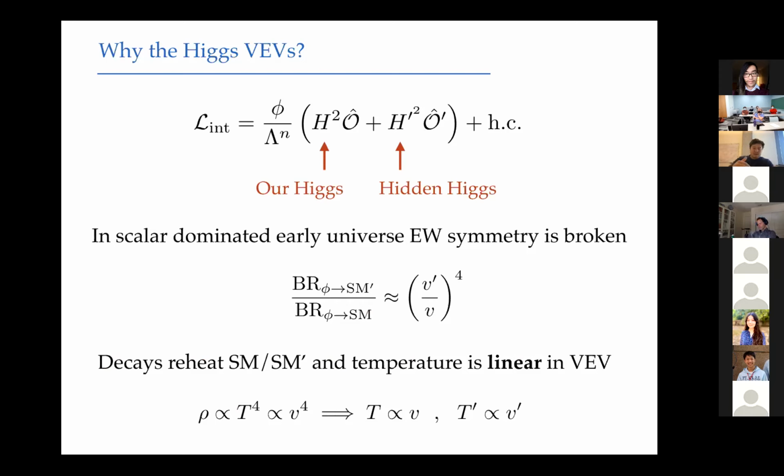If the energy density that each sector gets scales as VEV to the 4th, then the energy density, which determines the temperature to the 4th power, is going to tell us that the temperature is going to be linear in the VEV. And so this is why we wanted the branching fraction to go as V to the 4th. It ensures that the temperature is linear in the VEV of each sector. So each sector is going to get a slightly different temperature. And the only thing that governs this is the Higgs VEV.